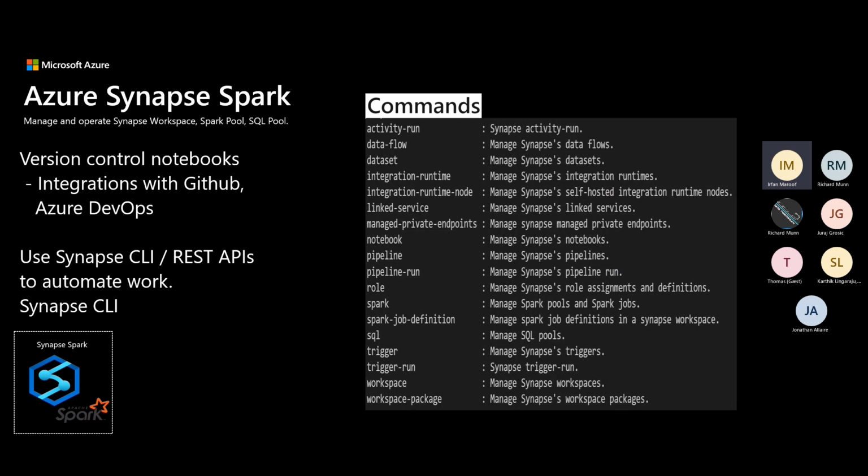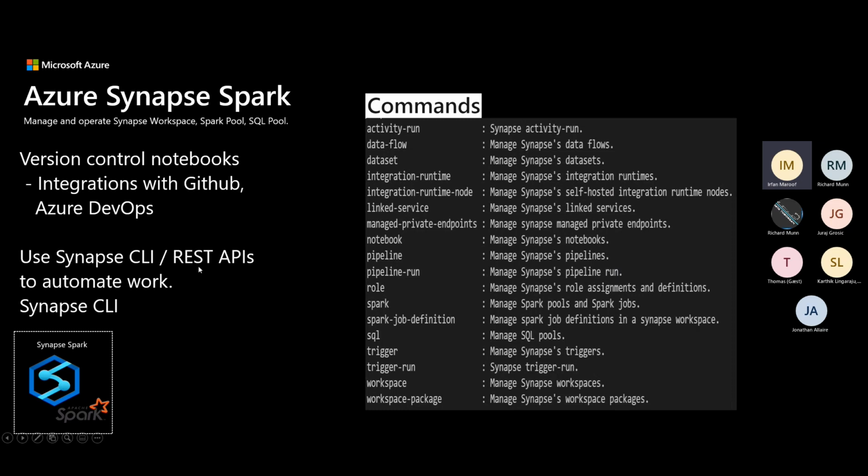You can also change into a different environment, or build something standard that you can move from one environment to another. So that's also possible with the Synapse CLI. So use Synapse CLI or REST API to do your automation work through this DevOps pipeline. And in our sample code, we are also using the Synapse CLI, right? I recommend you to use this one.